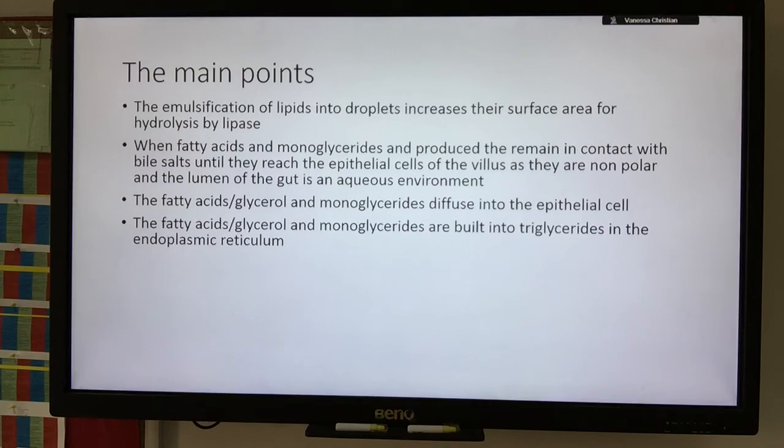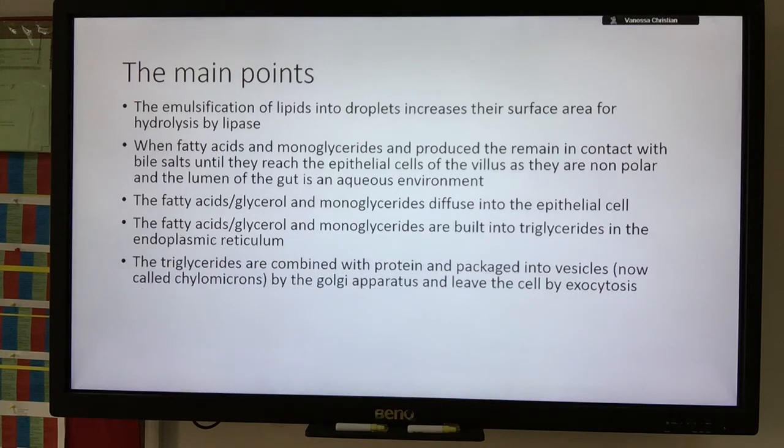Well, we've got the first point that the emulsification of lipids into droplets increases their surface area for the hydrolysis by lipase. Also, that when fatty acids and monoglycerides are produced, they remain in contact with bile salts until they reach the epithelial cells of a villus. And that's because they are non-polar and the lumen of the gut is an aqueous environment. So until they reach that plasma membrane of the epithelial cell, we want them to not recombine as a big blob again, and we want them to stay separate.